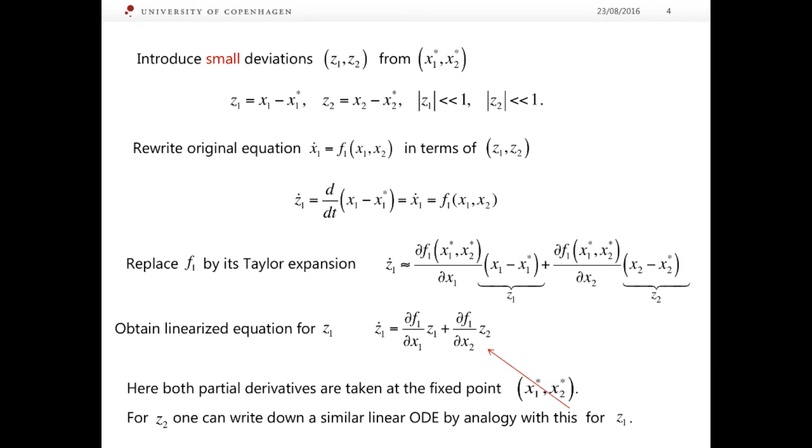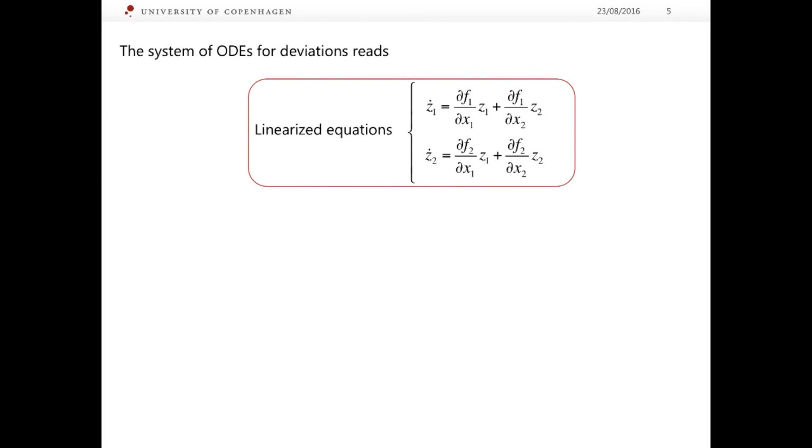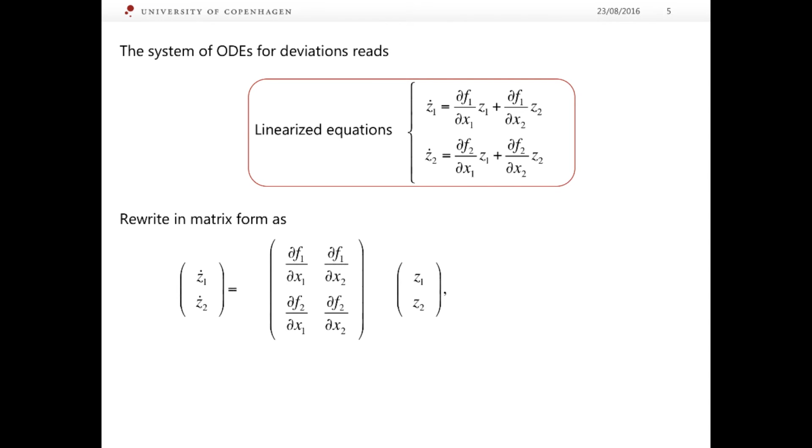This allows us to write down a system of the so-called linearized equations, which describe two ordinary differential equations of the first order for the components of the deviation vector from the fixed point. The system of linearized equations can be rewritten in matrix form as follows.